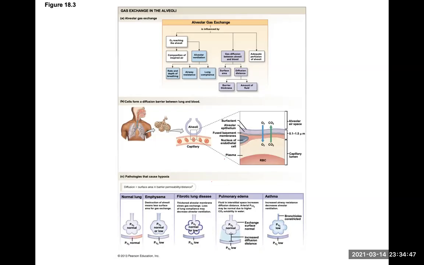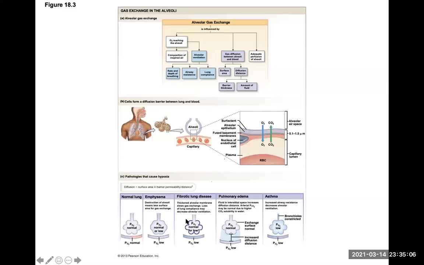It also decreases the surface area, which reduces gas exchange and lowers the amount of oxygen that enters the blood. So again, destruction of the alveoli means there's a lot less surface area for gas exchange, which means you're getting a lot less gas exchange, so it's hard to breathe.